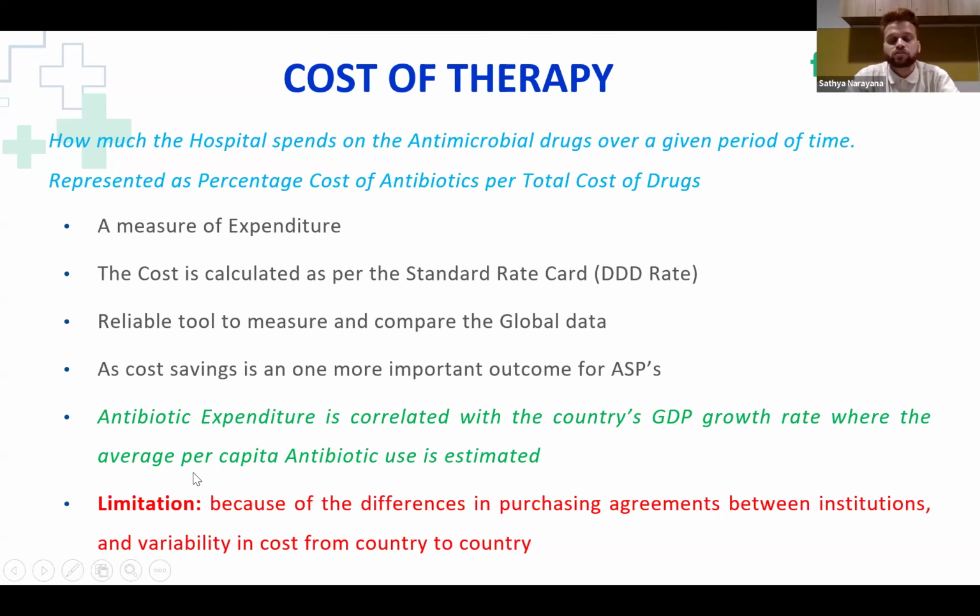And this cost of therapy, the GDP growth rate for this is most probably seen in lower income countries, and also middle income countries. One of the limitations for this criteria, this cost of therapy, is that it again differs with country, the economical status, followed by how each molecule's price ranges from country to country, company to company, I mean pharmaceutical industries. So this would be the limitation for this cost of therapy.